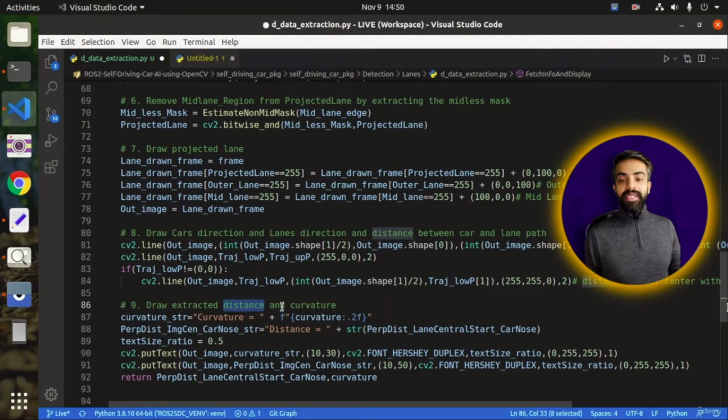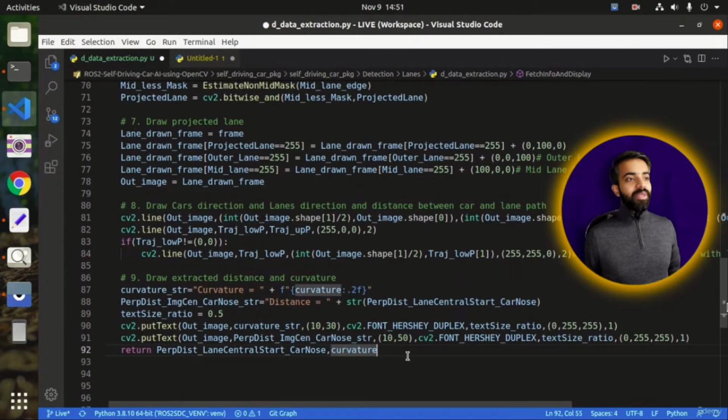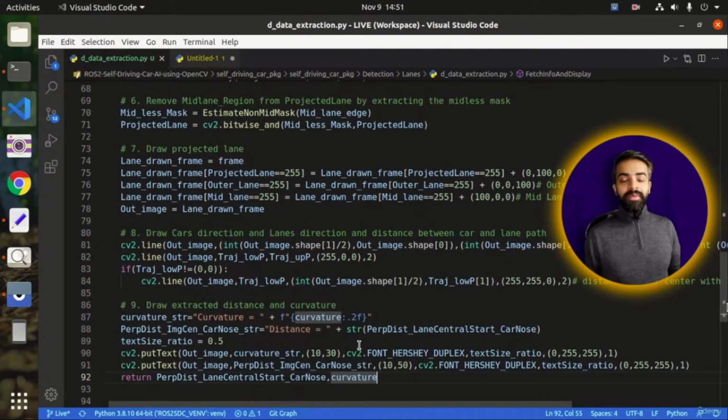Now these two error values relate our car's direction with the lane trajectory. They will primarily help us in estimating how much the car needs to move and in which direction so that it can successfully follow the lane. Now once we have completed this, we can proceed on to calling this function in the lane detection module. Now let's do that.